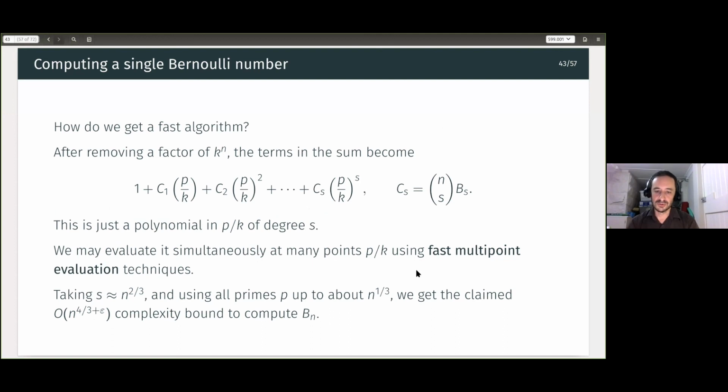Well, if you look at that sum in the previous slide and you play around with it, you discover that it can be written as a polynomial in p over k. And what this means is that you can evaluate this for lots of values of p, lots of primes, and lots of values of k simultaneously using fast arithmetic again, using fast multi-point evaluation algorithms. So this is what I did in my 2014 paper, and then you analyze how many primes you should use and what precision you should use, and it turns out that when you do that, you get an n to the 4/3 algorithm.